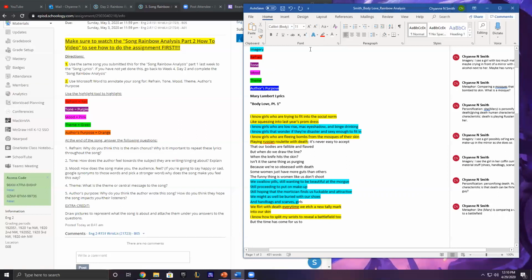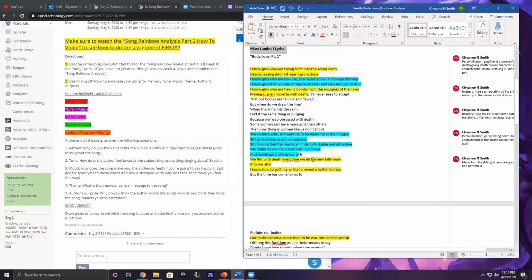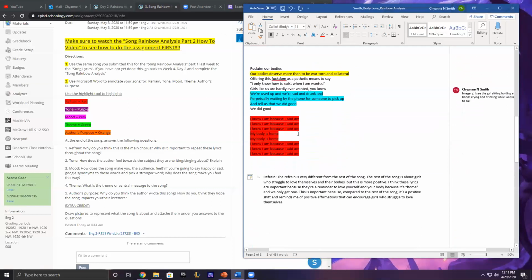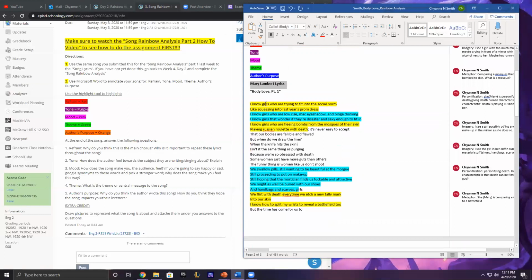So things that I thought had to do with tone, well, when I listen to this song, I feel like there's several different tones. Like I feel like Mary Lambert felt several different things while she was writing this. So it seemed heartbroken and also lonely. But then at the end, like I said when talking about the refrain, there was a shift. So that's something you might want to consider while you're looking for it.